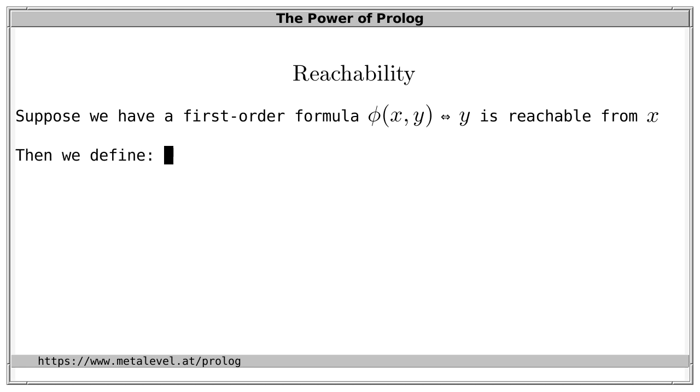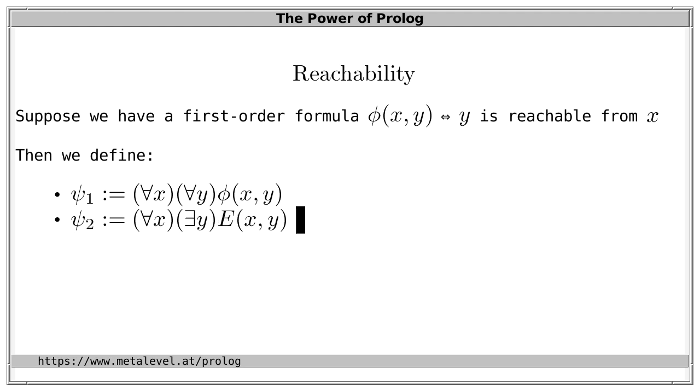Then let's define a certain class of graphs. First of all, we state that every element of the domain is reachable from every element. So, using the hypothetical formula phi, we express that the graph is strongly connected. Second, using the edge relation, we state that for every element x, there is an element y, so that there is a directed edge between x and y.